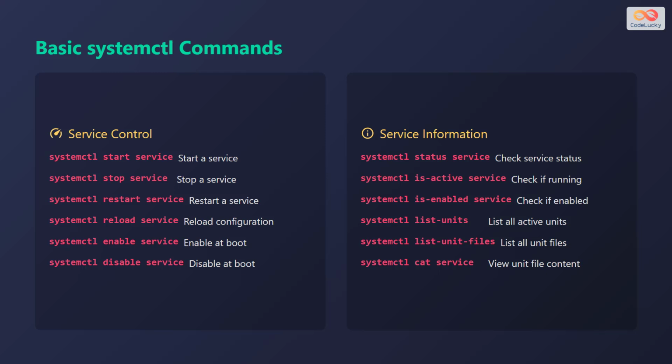For service information, we have commands like systemctl status service to check the status of a service, systemctl is-active service to check if a service is currently running, systemctl is-enabled service to check if a service is enabled to start at boot, systemctl list-units to list all active systemd units, systemctl list-unit-files to list all available unit files, and systemctl cat service to view the contents of a service's unit file.